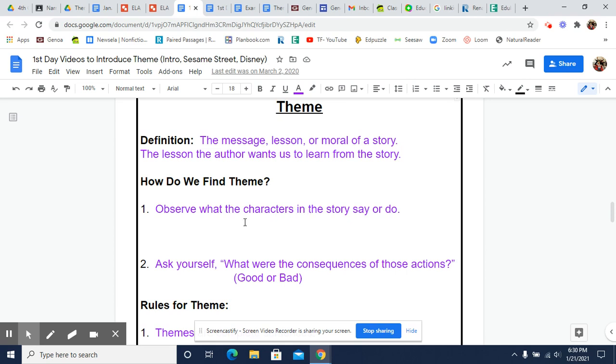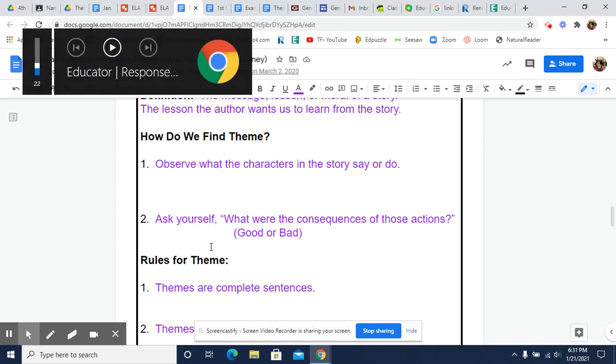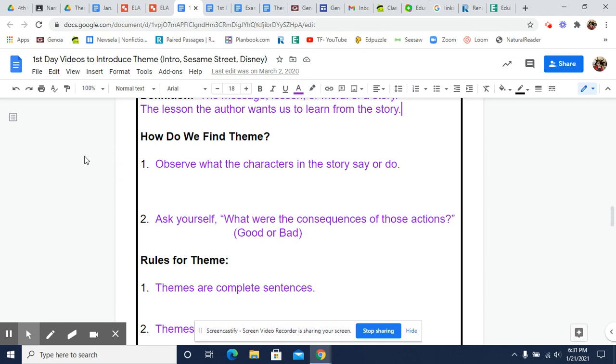And then once you observe or look for what the character says or does, then you ask yourself, step two, what were the consequences of those actions? Now, some consequences can be good and some can be bad. So you might learn a lesson from something that the character did that was good, okay? Or you might learn a lesson from something the character did wrong, something that they messed up with. Either way, the author can use those to teach a lesson.